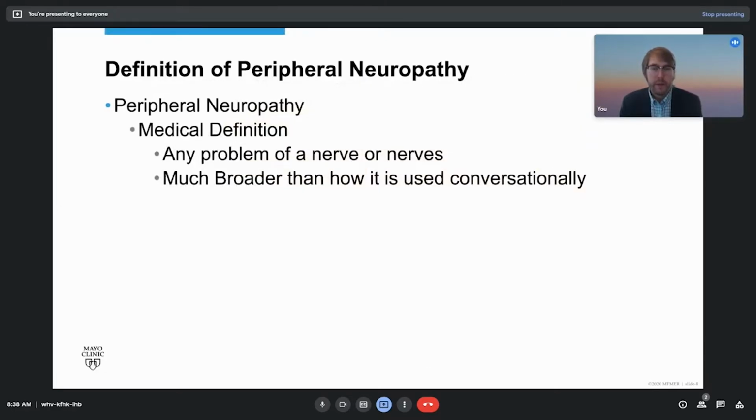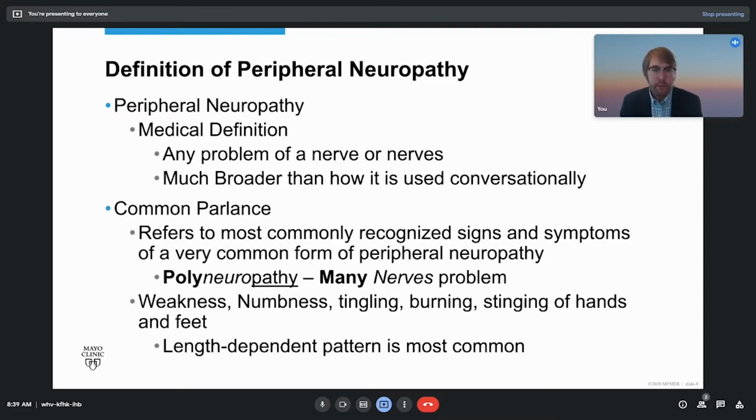So the medical definition of a peripheral neuropathy is probably a bit broader than how you have heard it or used it conversationally. What it really means in medical terminology is any problem of a nerve or nerves. Neuropathy: neuro meaning nerve, pathy meaning problem. But when people say peripheral neuropathy, what you're probably thinking about is weakness, numbness, tingling, burning, or stinging of the feet and hands. And this is what medically we would call a polyneuropathy, a problem of many of the nerves.